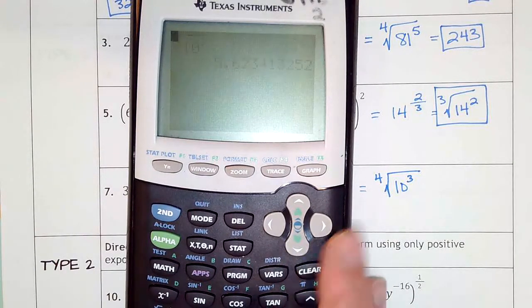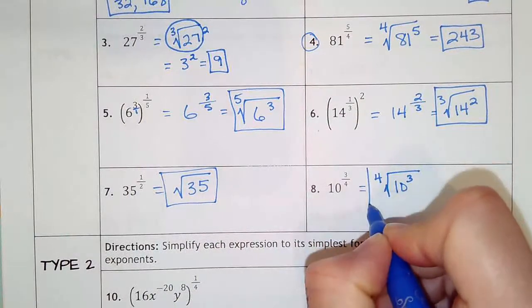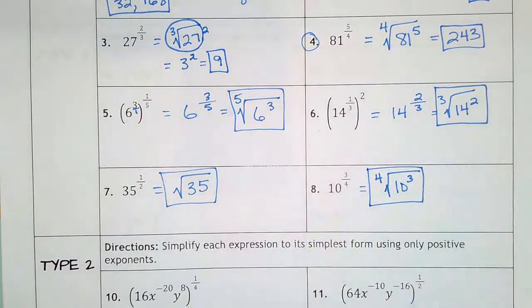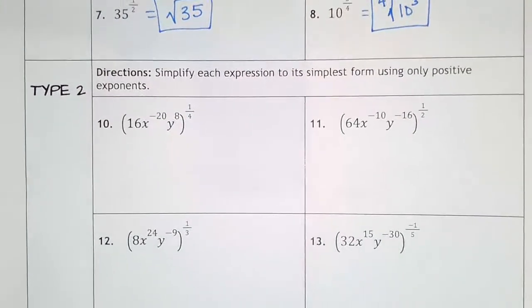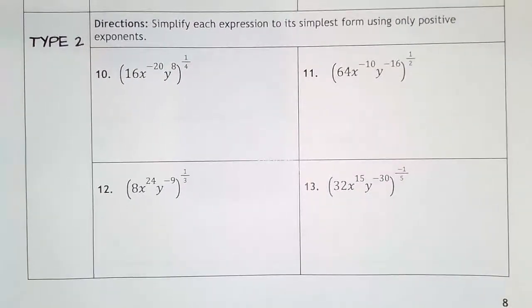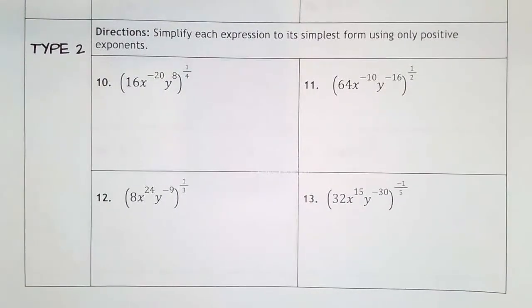No. So that's your answer on that one. So there's type 1. Type 2, you're going to simplify each expression to its simplest form using only positive exponents.